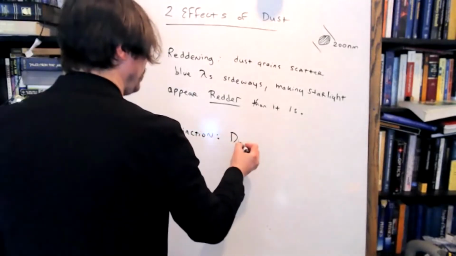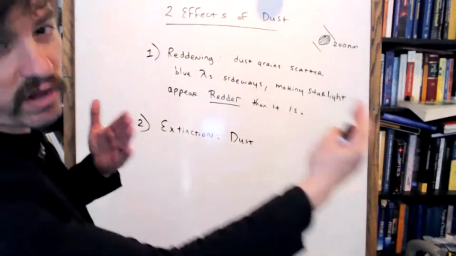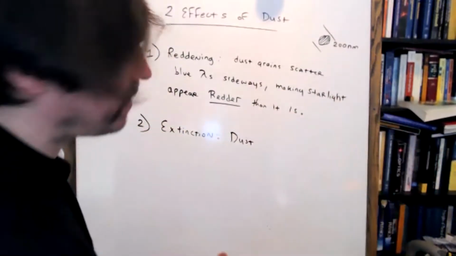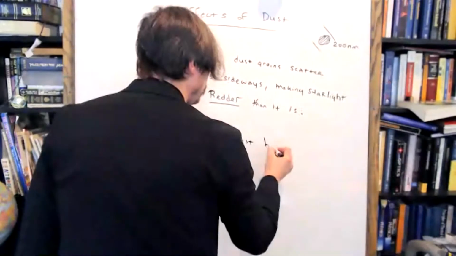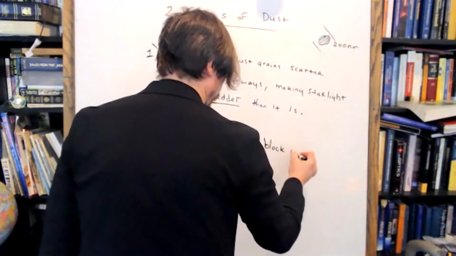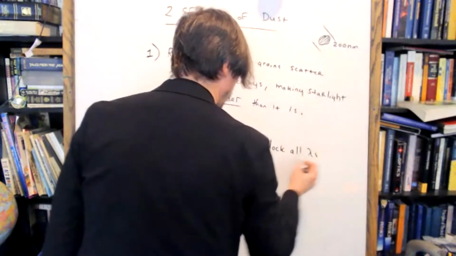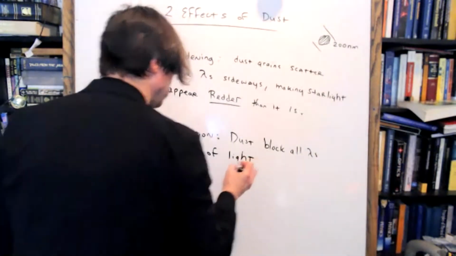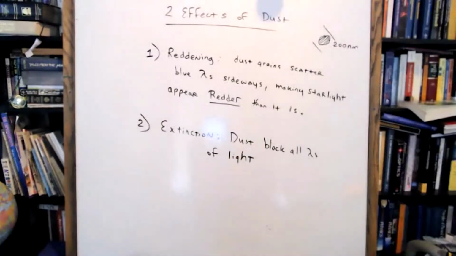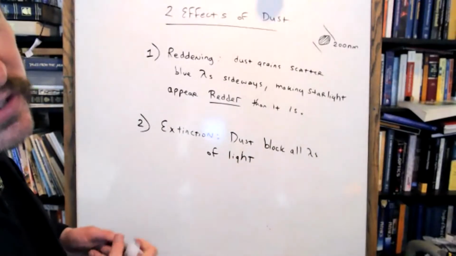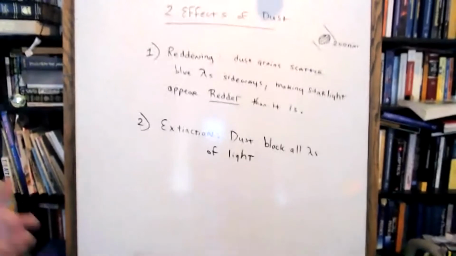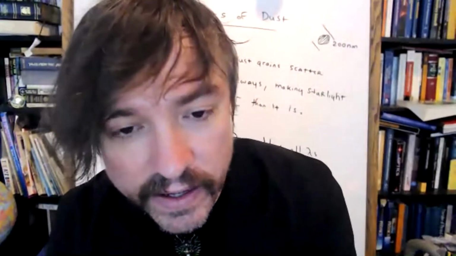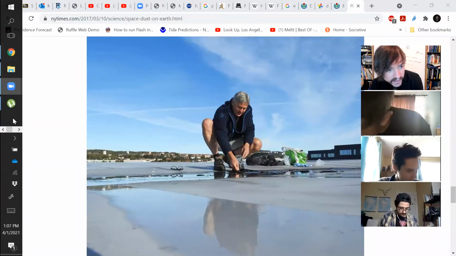Extinction is where you get such a long column of dust between you and the star that the dust eventually will block all wavelengths of light. And this, of course, is what makes cool pictures of nebulae so rad to look at. So let me show you a sort of interesting picture that helps us to understand what's going on here.